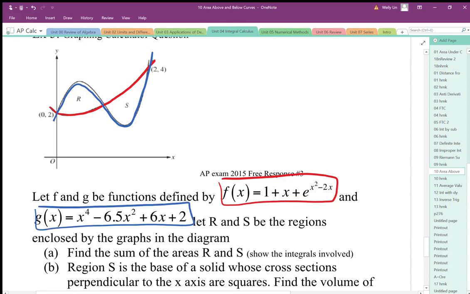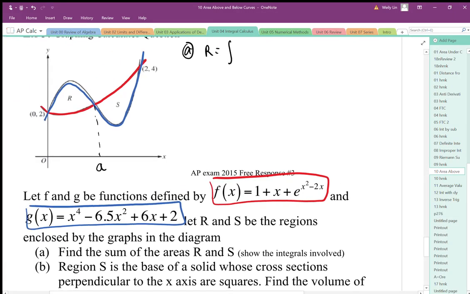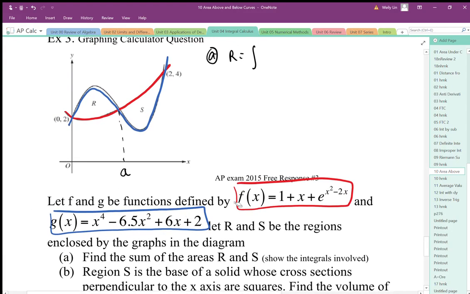So it says find the sum of the areas and show the integrals involved. So I'm going to do part A here. The area R is going to be equal to the integral of the top function minus the bottom function. I'm going to call that point A, and we would need a graphing calculator to solve for that intersection, because if we make these equations equal to each other, that's algebraically not solvable. So we're not going to find that point. I'm just going to call it A so we can set up.